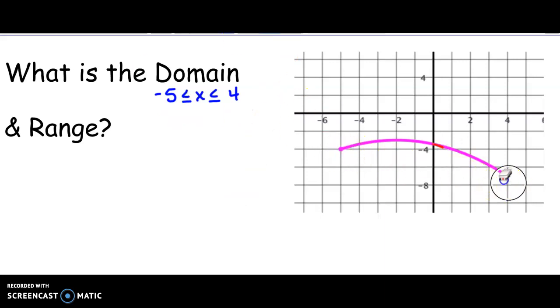All right? When I look for my range, it is how my graph is moving up and down. So I look for my lowest point. So this looks like that's probably going to be about a -7. My highest point looks like it's going to be about right here. And that looks like that is going to be at -3. So we go from the smallest number, so from -7 less than or equal to y less than or equal to -3. Domain is x, range is y.